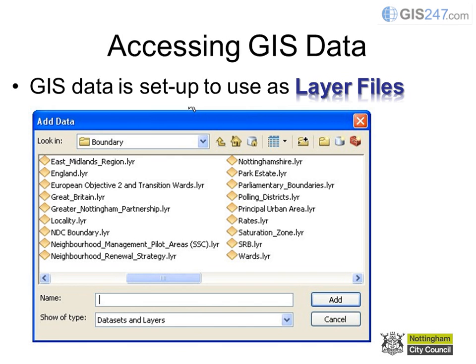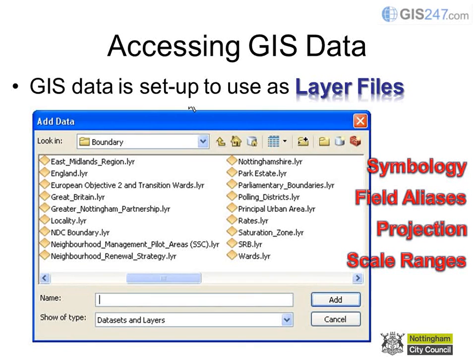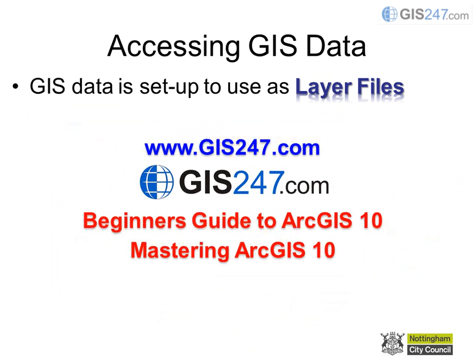The layer file actually stores a number of properties about the dataset that have been predefined. These properties can include symbology, field aliases and the British National Grid projection. Some of the layers have also been set up with predefined scale ranges to aid the appropriate display of the data. These properties stored in the layer file are extremely useful, and it ensures that each layer file allows you to access a dataset with the properties already set up for you. Effectively, the data is ready for you to use in the best form possible as soon as you add the layer file. Full information on how layer files are structured and can be used and managed is available at GIS 24/7 in Section 4 of the Online Beginner's Guide to ArcGIS 10 course or the Mastering ArcGIS 10 course.